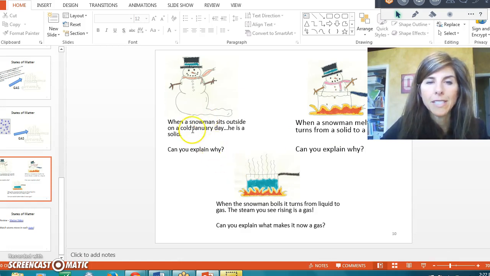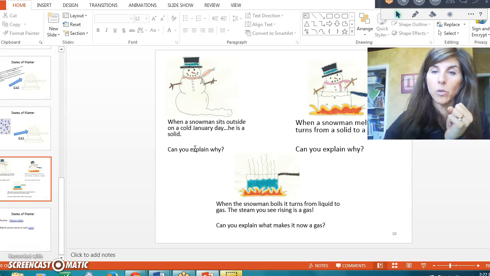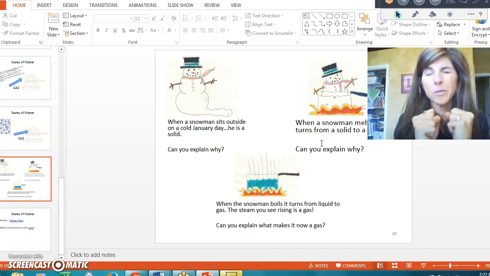So, when a snowman sits outside on a cold January day, he is solid. Can you explain why? We can say those atoms are very close together. When a snowman melts, he turns from a solid to a liquid. Can you explain why? Those atoms can flow more freely, and there's a little bit more space in between them. So that's why liquid can move freely.